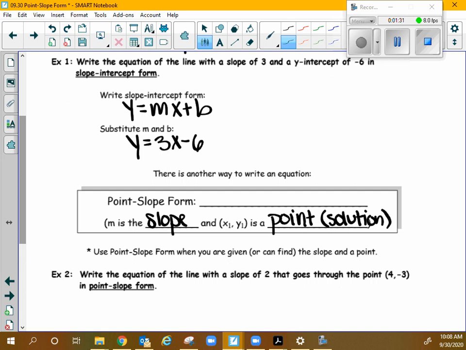So literally, point slope form. The only other one is standard form, which we'll talk about next week. Point slope form, which is on your math chart, is y minus y1 equals m times x minus x1.